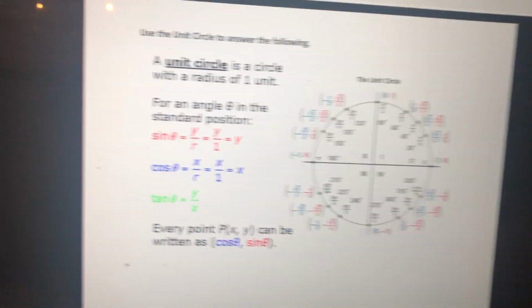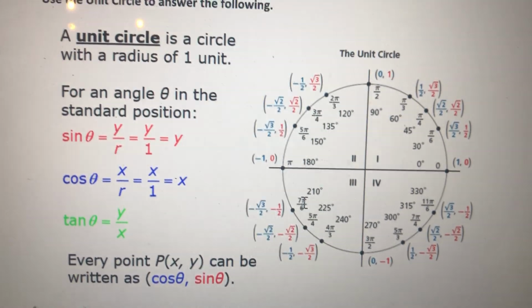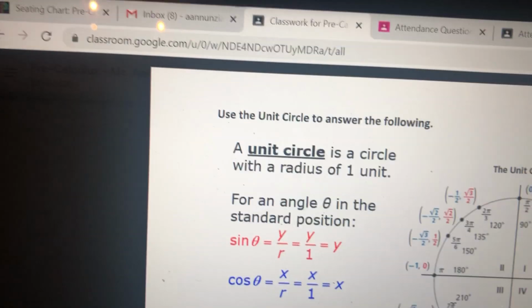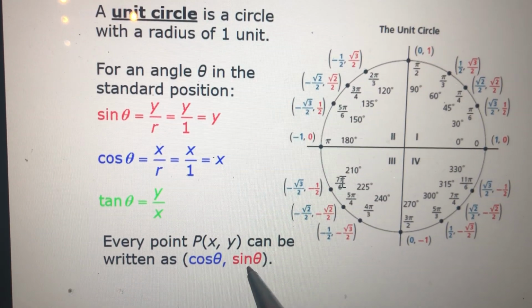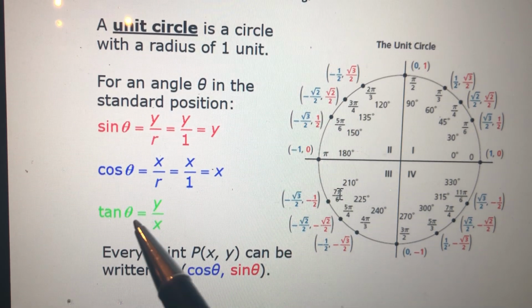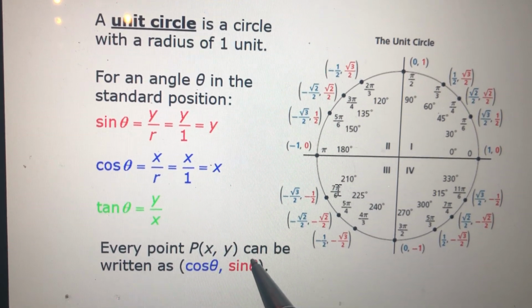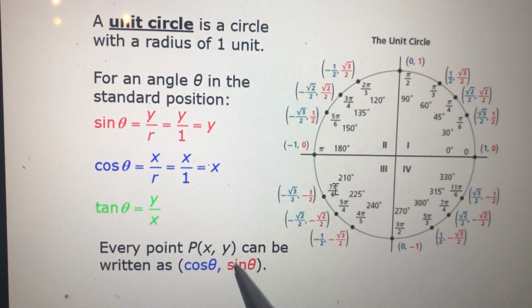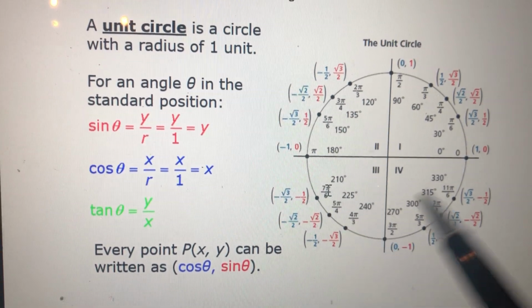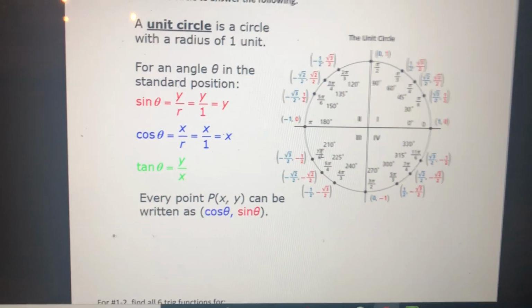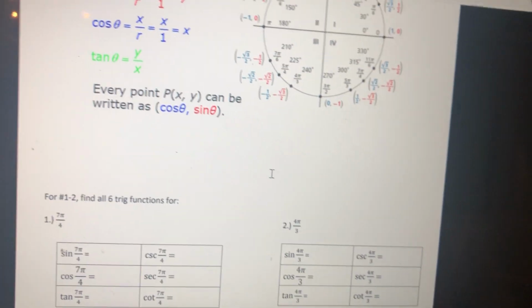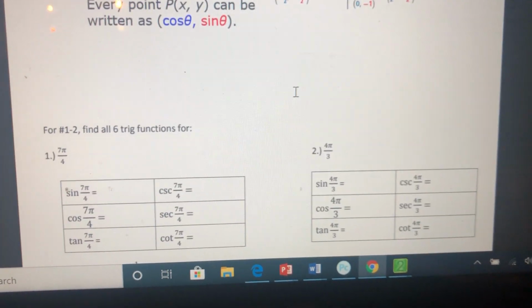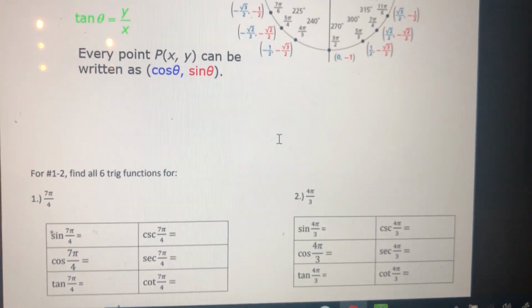To refresh your memory, the cosine is your x coordinates and the sine is your y coordinates, right? And the tangent is your y over x, sine over cosine. So you can use the unit circle to answer these questions below. I'm going to do number 1 for you. I'm not going to do every single problem on here, just a few, and then you let me know if you have any questions.